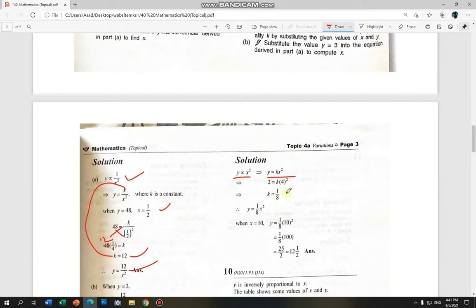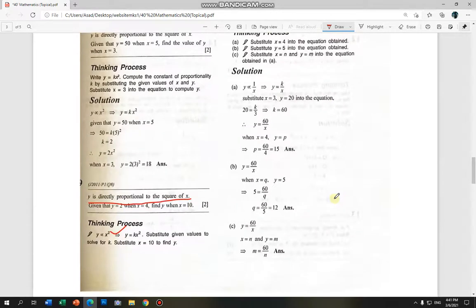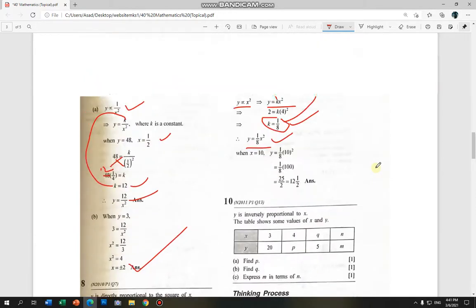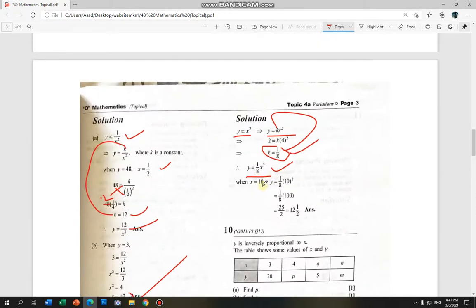Putting these values, we will get k is equal to 1 by 8. Now put this value k is equal to 1 over 8 in this equation. Y is equal to 1 over 8 x square. In the second part, we are told that y is equal to 2 when x is equal to 4. Find y when x is equal to 10. Now put x is equal to 10 in this equation. You will get 25 over 2. Again changing into a mixed number by dividing 25 by 2, it will be 12 1 by 2. This is the answer.